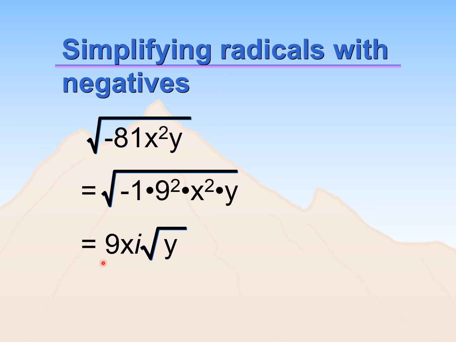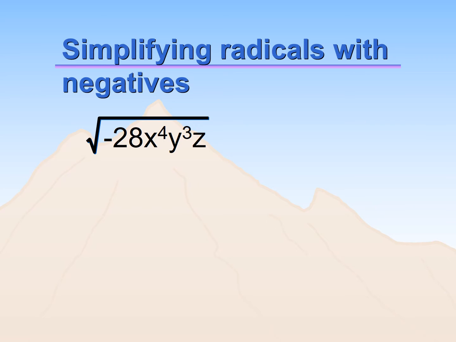So look at the order of this. Notice how I wrote my coefficient first, then my variable, then my imaginary number, and then my radical. So that's why I wrote it in this specific order. I wouldn't put my 9 afterwards or put my x afterwards. Make sure you do coefficient, variable, imaginary number, and then radical.